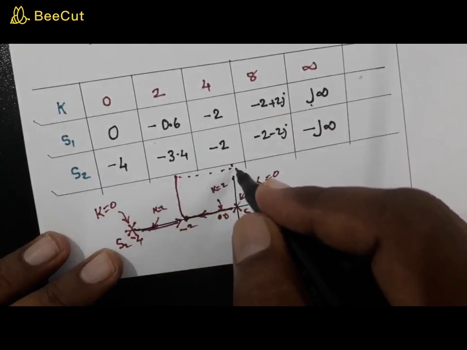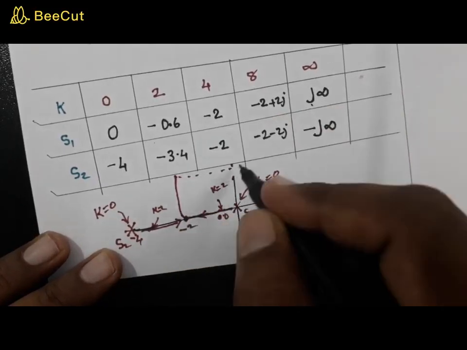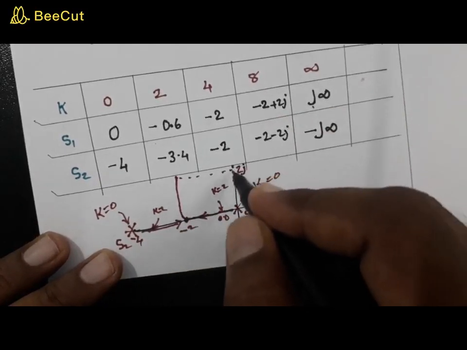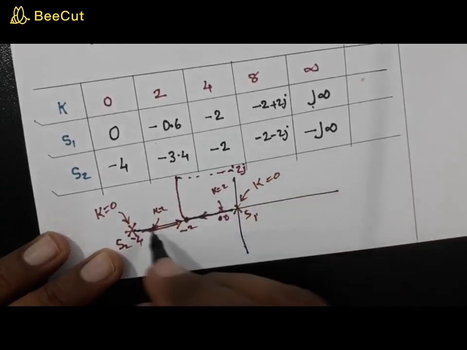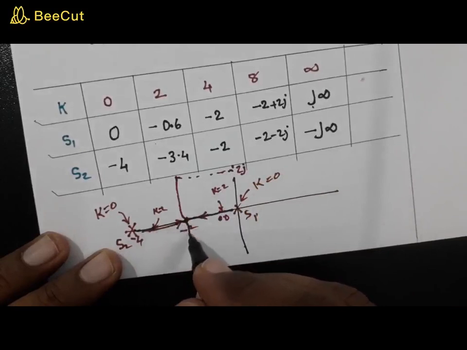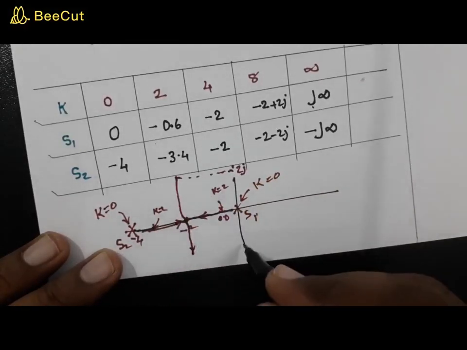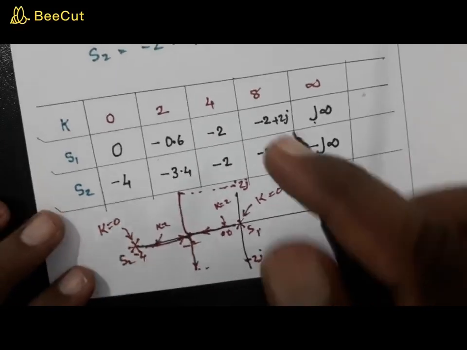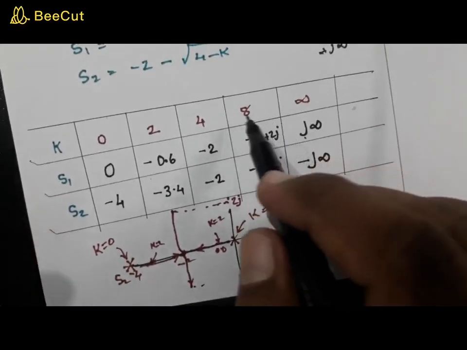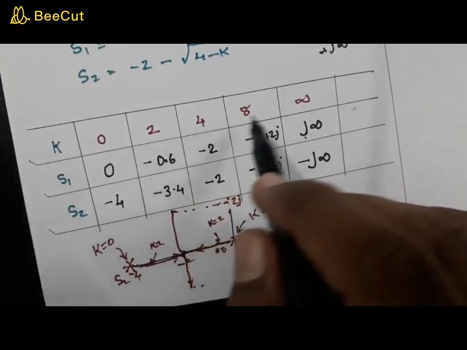This is minus 2 plus 2j, a point here, right? So this will be like this, and this will be going in this way. So this is minus 2 minus 2j, right? Now you may just put any other values, values greater than 4.